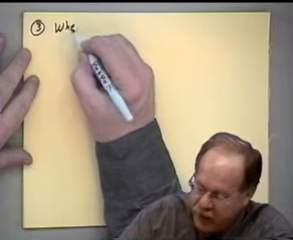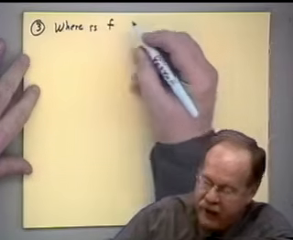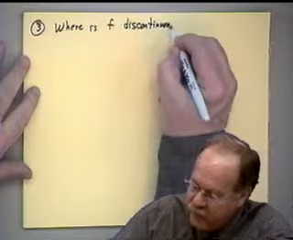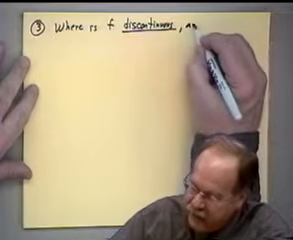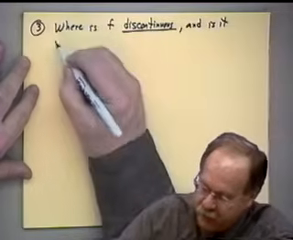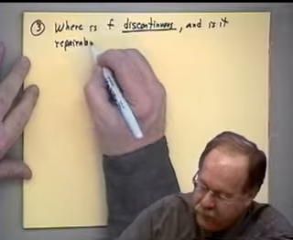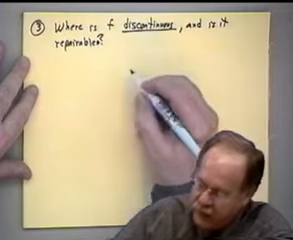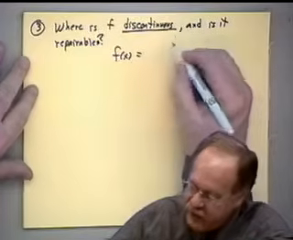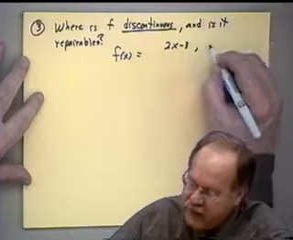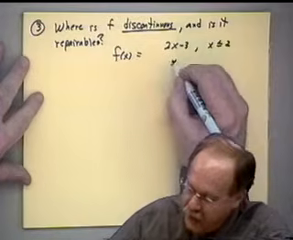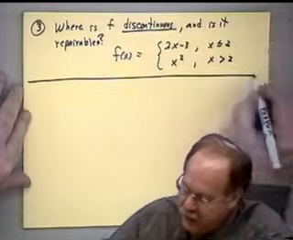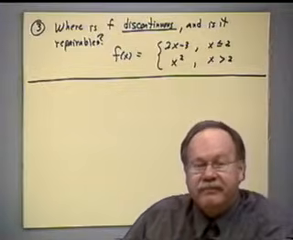All right, let us go ahead and look at one more example. And it is the same question as before. Where is f discontinuous? I'll write discontinuous this time, just for a change of pace. Where is f discontinuous, and again, is it repairable? Okay, and the function is f of x. Again, piecewise defined, 2x minus 3 for x less than or equal to 2, and x squared for x greater than 2. So go ahead and look at that, and we'll be back in just a moment.